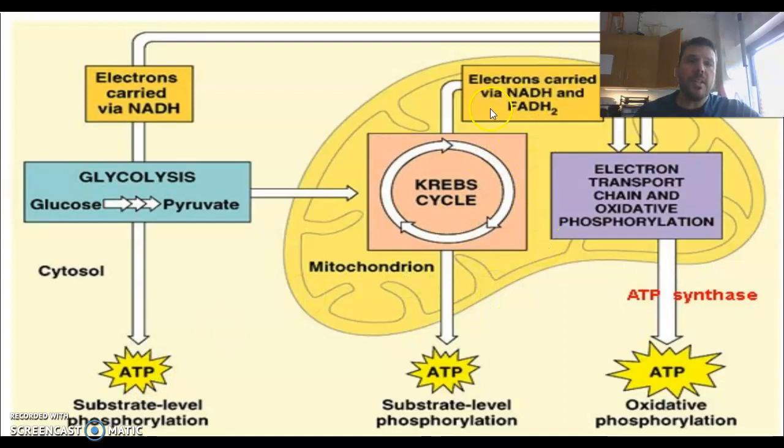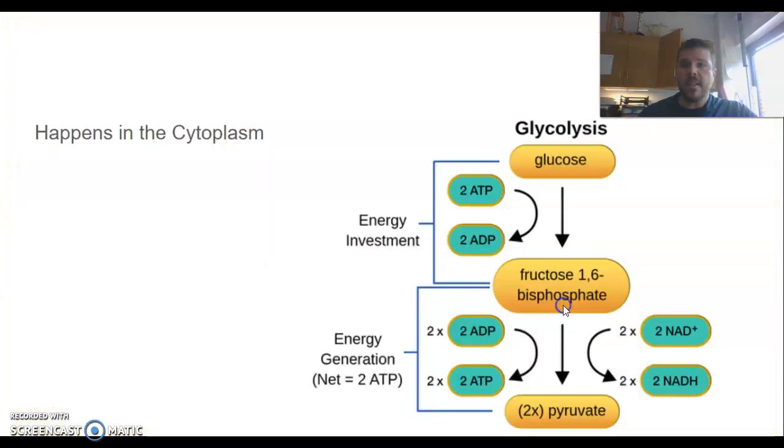But the real win here is that we're going to get electrons that are carried by some very familiar looking characters, NADH and FADH2, to the electron transport chain, which is going to drive ATP synthase, which should sound very familiar based on what we talked about earlier on in the year with photosynthesis. So here we go, a little bit of a deeper dive into each of those different ideas.